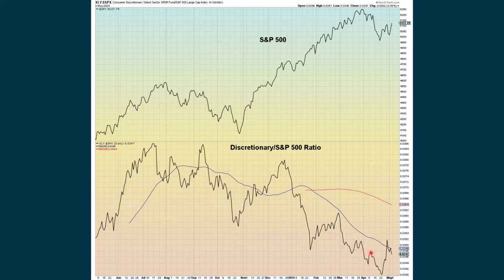In 2023, this area had been doing a lot better and was giving a lot of support. A lot of this is being dragged down by Tesla. And if things could improve with the discretionary sector, that would really help this and give more support to the market.